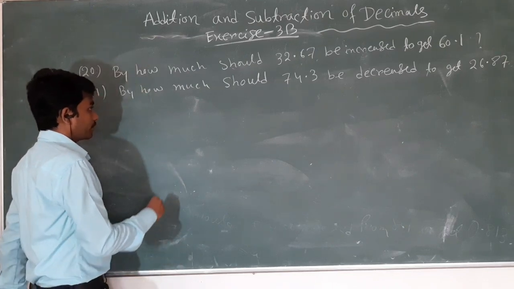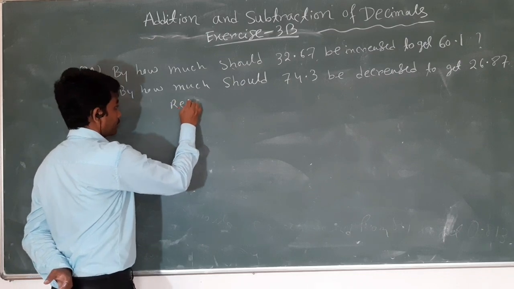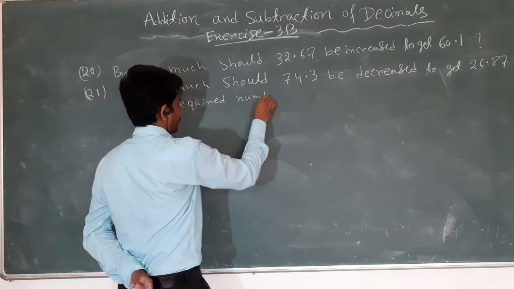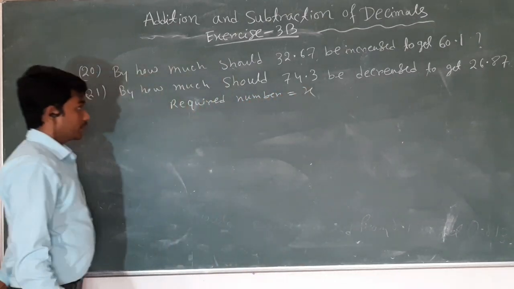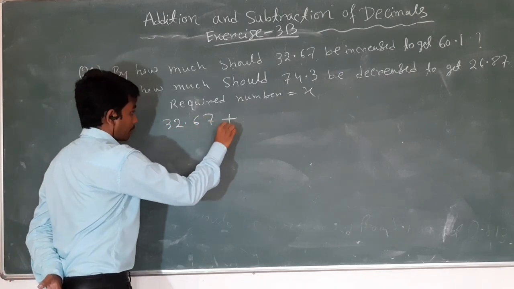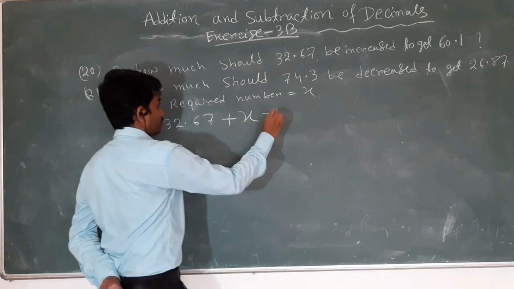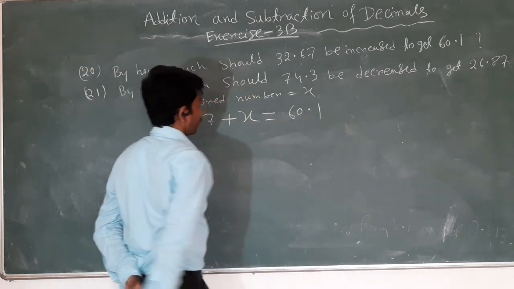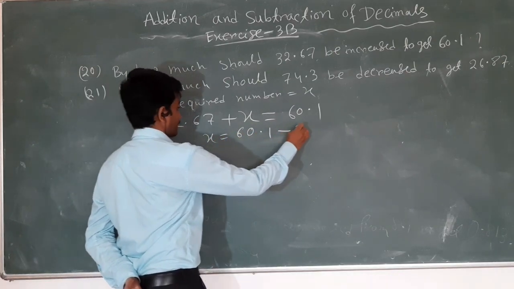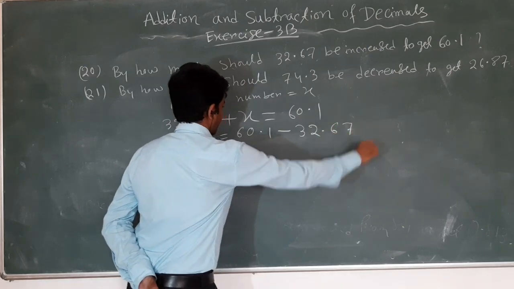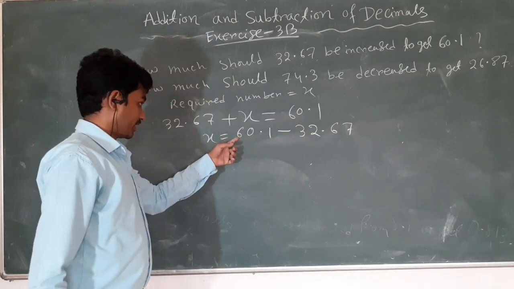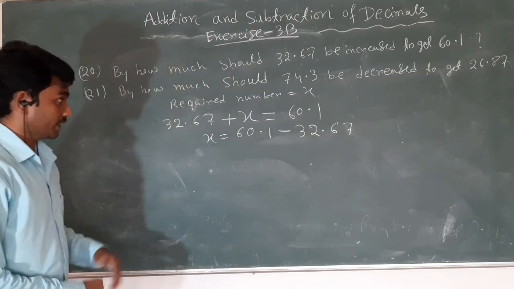Suppose the required number be x. So if we increase 32.67 by x, we get 60.1. So x is equal to 60.1 minus 32.67. So if you subtract 32.67 from 60.1, then you get the required answer.